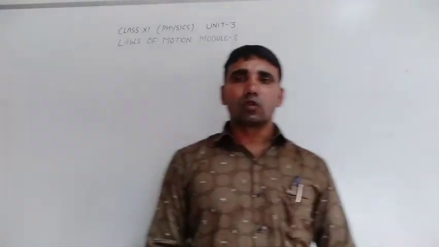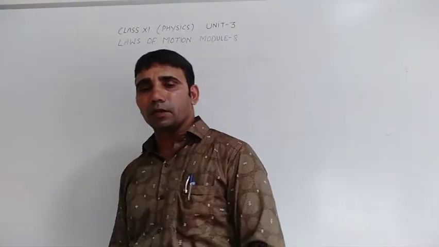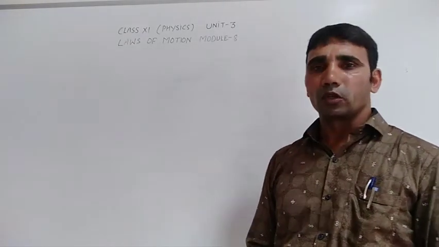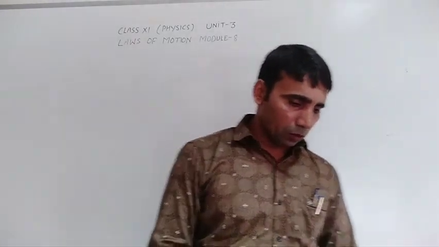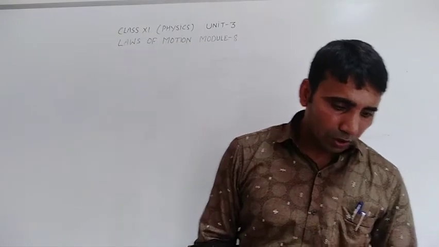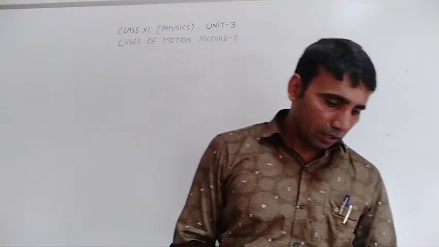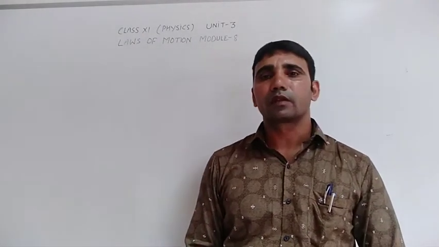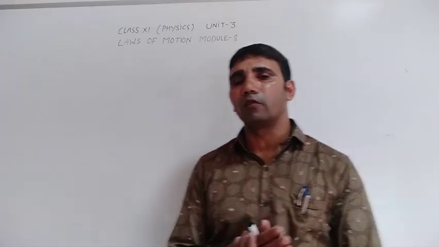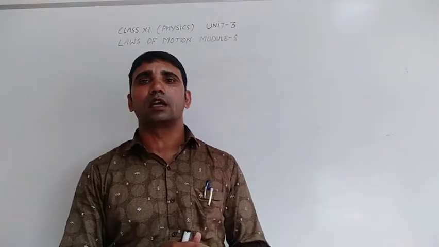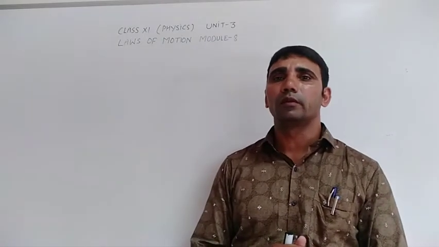Hello students, good morning. Today we are going to discuss uniform circular motion. Uniform circular motion is the motion of an object traveling with constant speed along a circular path.